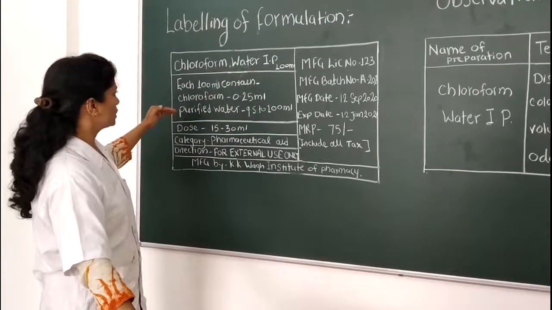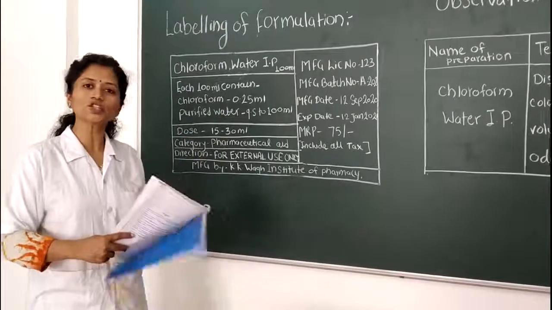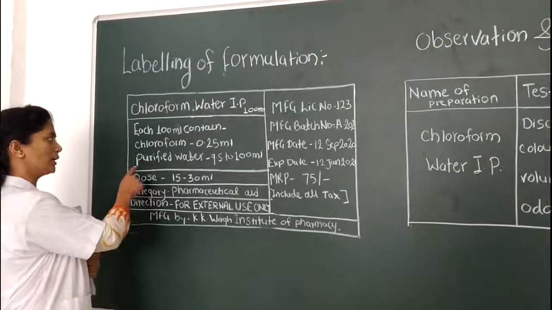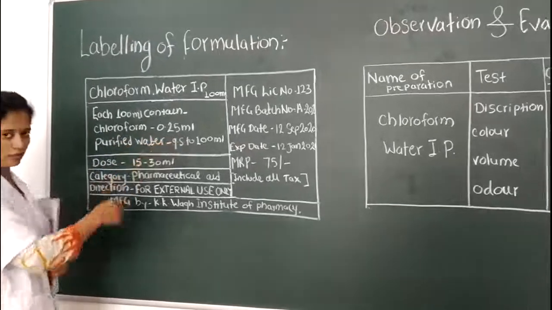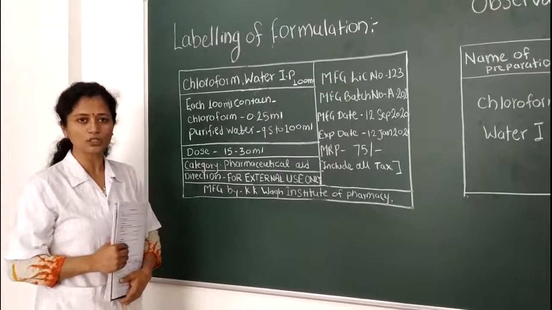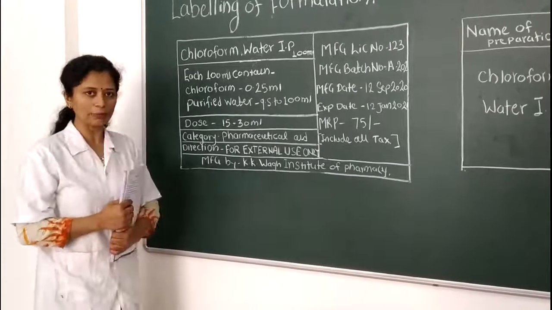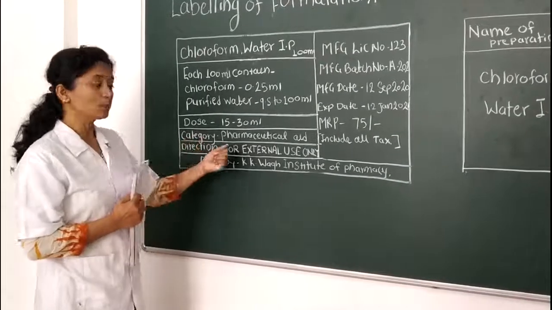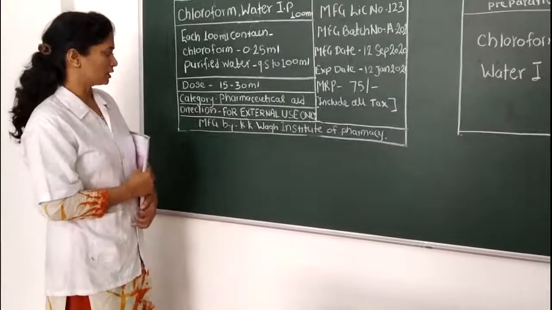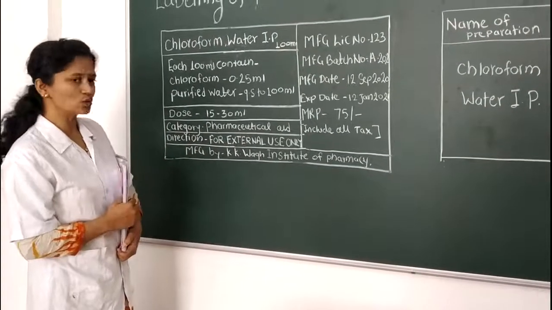After that, we have to mention each 100 ml content or each 10 ml content. Here we mention each 100 ml content. Our content is chloroform water, that is 0.25 ml. Then purified water QS to 100 ml. This quantity is sufficient to make 100 ml. Then dose, our preparation dose is 15 to 30 ml. Then category is pharmaceutical aid, that should be mentioned in the label. Then direction, for external use only. This is chloroform water, that is for external use only.